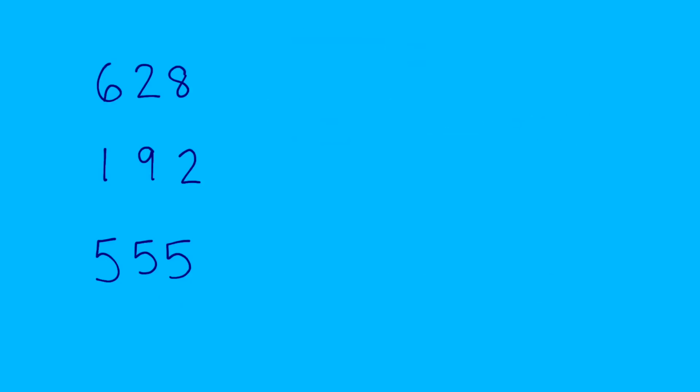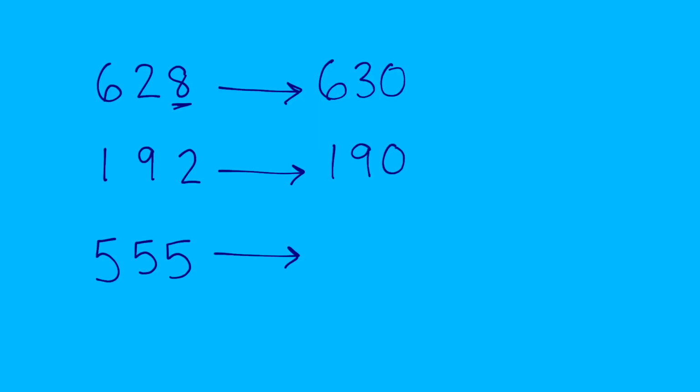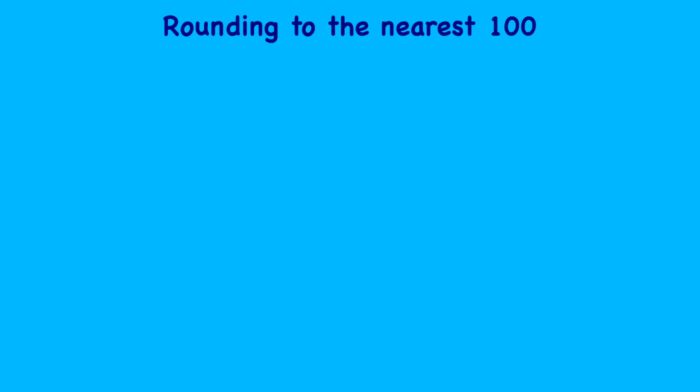Okay, your turn to try a few, so pause the video and have a try at rounding these numbers to the nearest 10. Okay, how did you do? Let's have a look at the answers. So 628 rounded to the nearest 10 would take us to 630 because we look at the 8. 192 rounded to the nearest 10 is 190, so we look at the 2. And 555, well, we look at the 5 here, so that would round to 560.